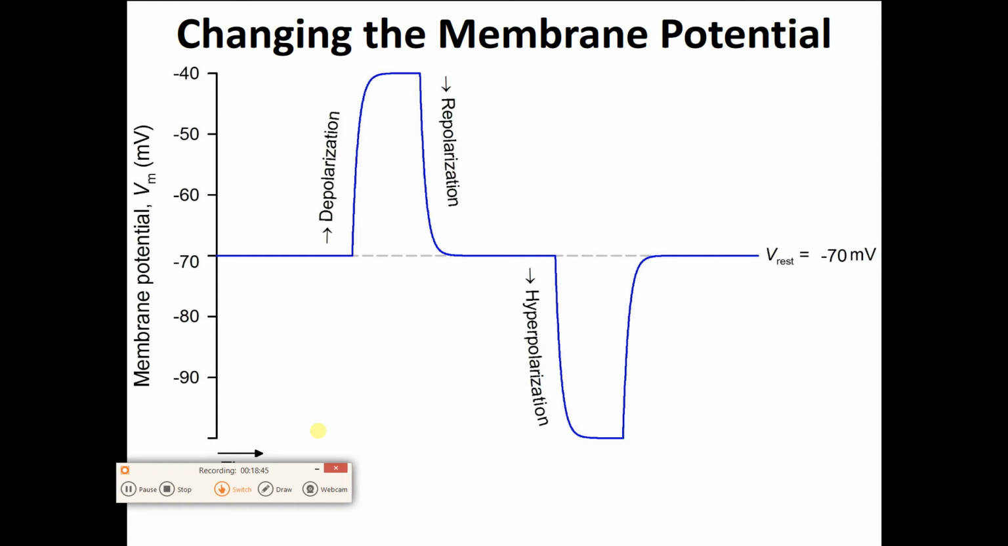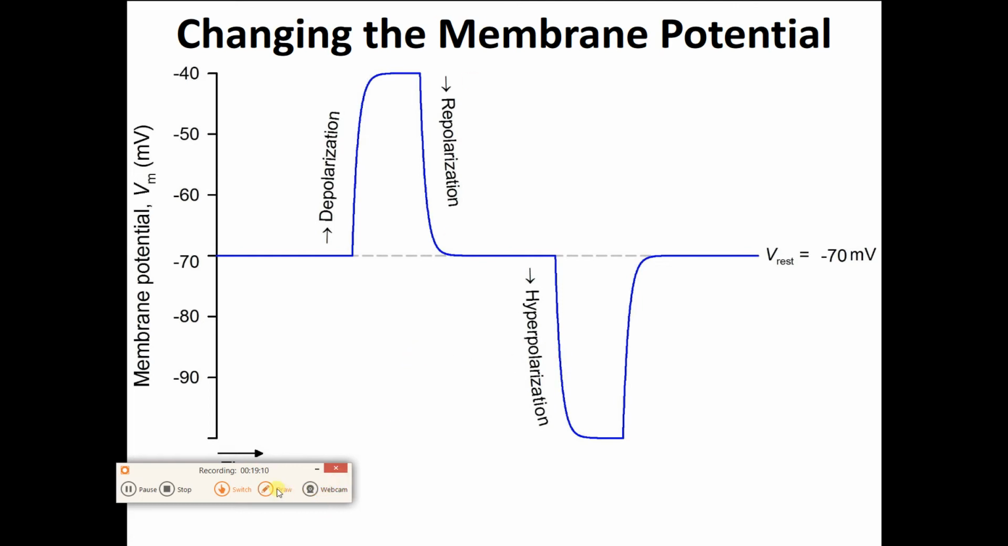Hold on, I don't even know what I just said. Rewind for 1 second. We've established that changes in the membrane potential are the way the neuron is going to send a signal from one end to the other. Now, when we change the membrane potential, we have some terms for that. And we've got it depicted on a graph here, okay?